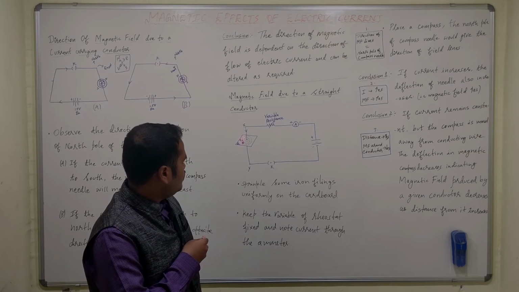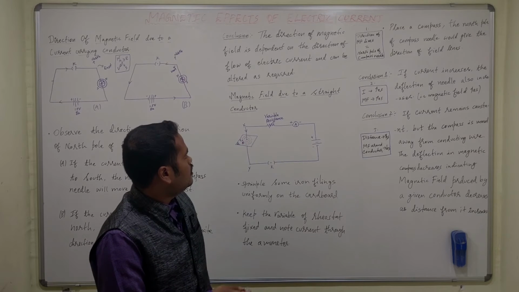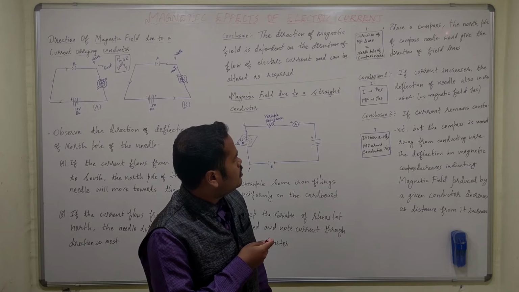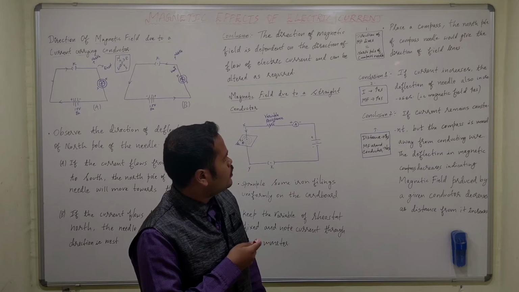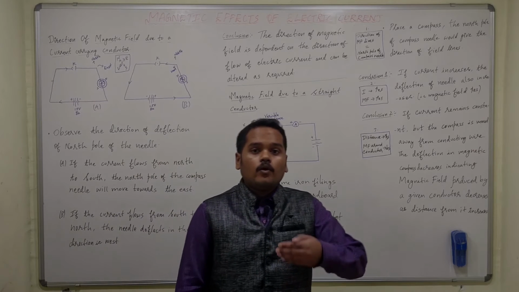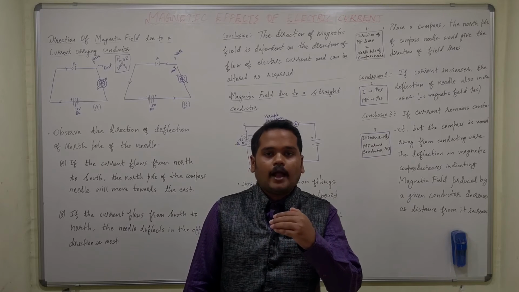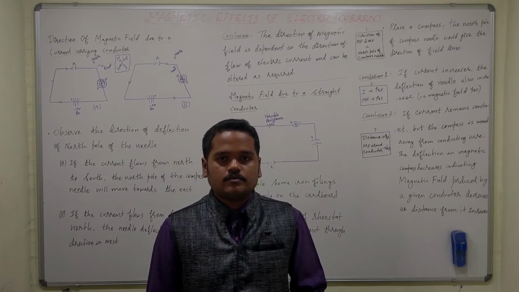So here we have the direction of the arrow mark, and we have placed this compass at point P. So place a compass, the north pole of the compass needle would give the direction of field lines. Now the current is constant and the magnetic field is constant.